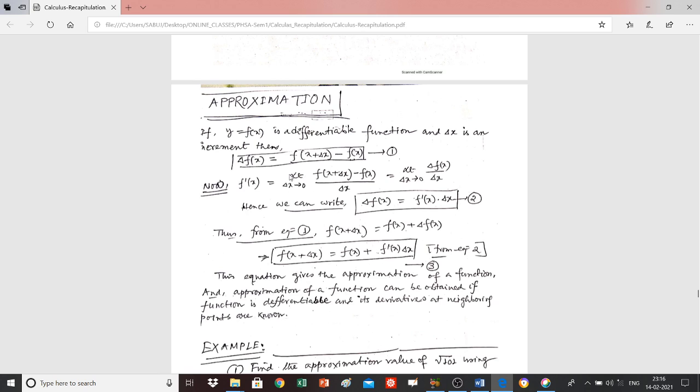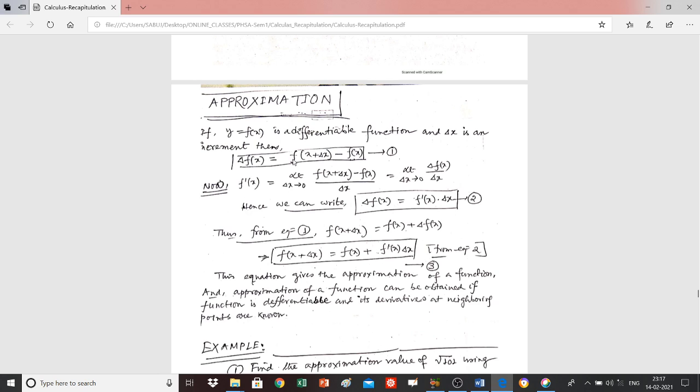Okay, now from here, the left hand side is this and the right hand side is this. From this relation you can write delta f(x) is equal to f'(x) into delta x. So from this relation, delta f(x) is equal to f'(x) into delta x. Now, this is equation number 1.